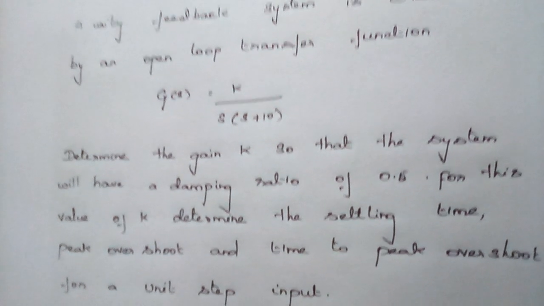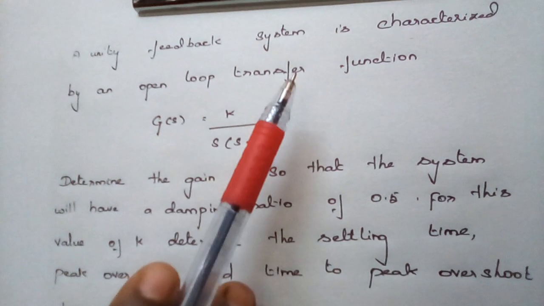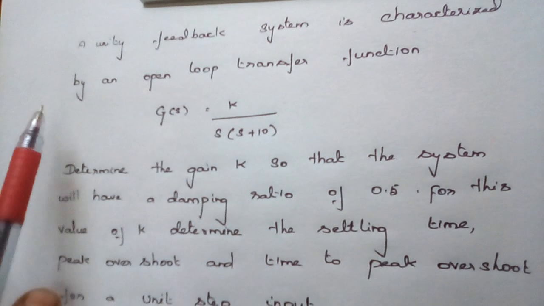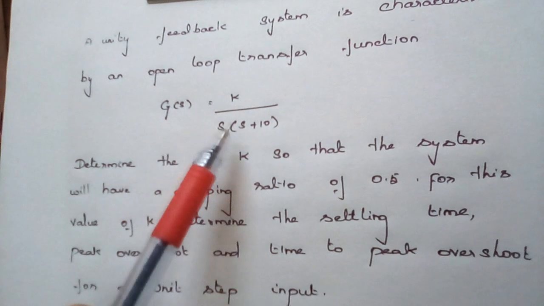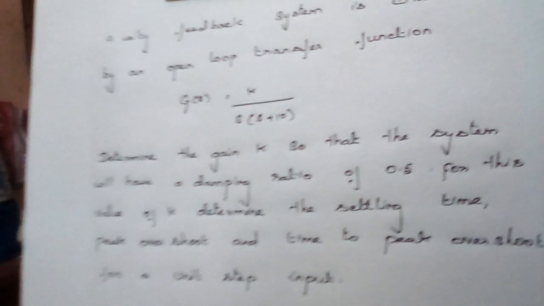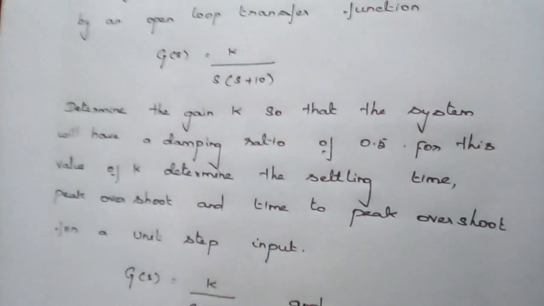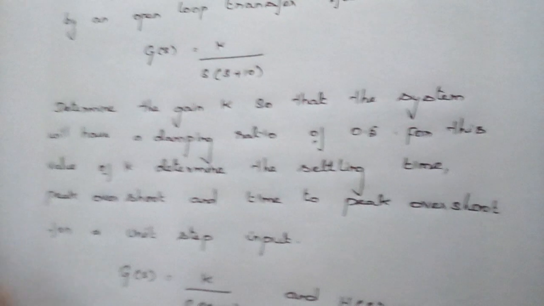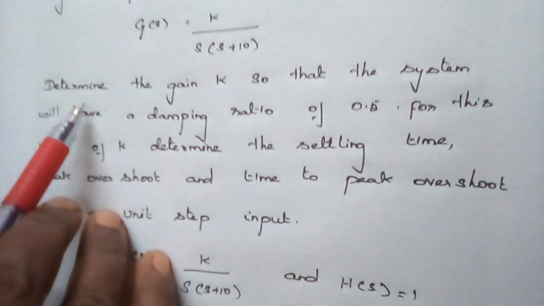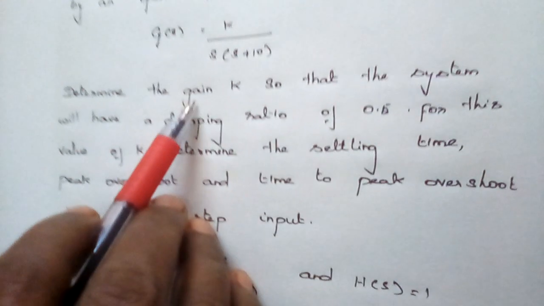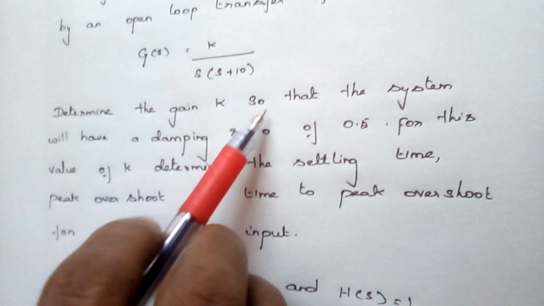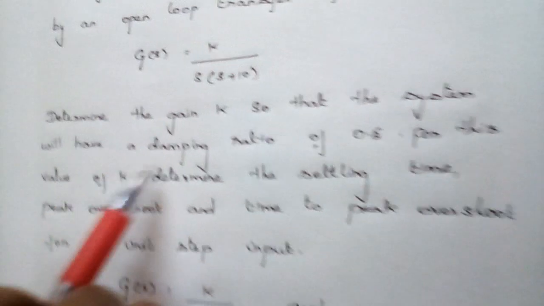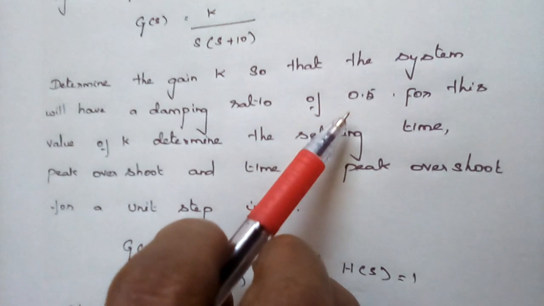Welcome to this session. The question is: a unity feedback system is characterized by an open loop transfer function G(s) equal to K divided by s into (s plus 10). The given is the open loop transfer function. For this open loop transfer function, determine the gain K so that the system will have a damping ratio of 0.5.